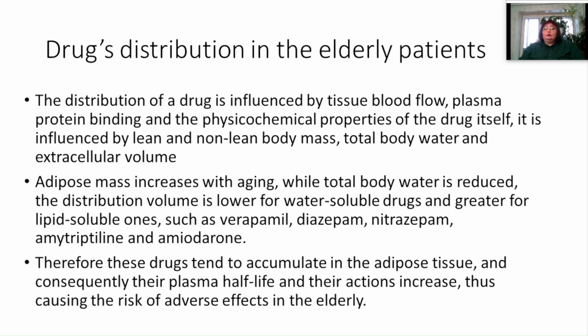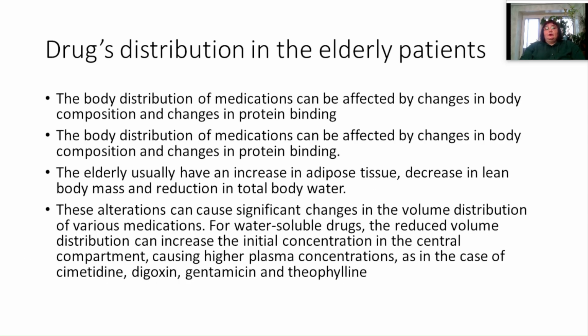The distribution volume is smaller for water-soluble drugs and greater for lipid-soluble ones, such as verapamil, diazepam, nitrazepam, amitriptyline, and amiodarone. Therefore, these drugs tend to accumulate in the adipose tissue, and consequently their plasma half-life and their action increase, so the risk of adverse effects in the elderly gets higher. The body distribution of medication can be affected by changes in body composition and changes in protein binding as well.